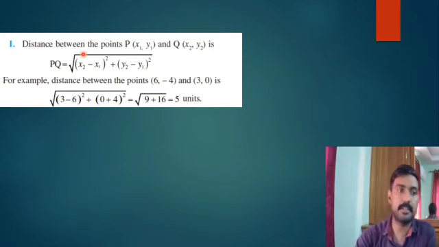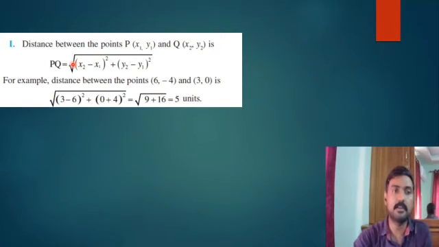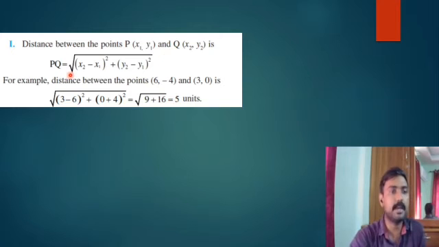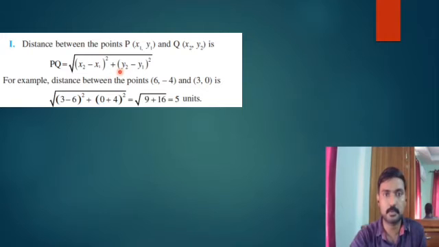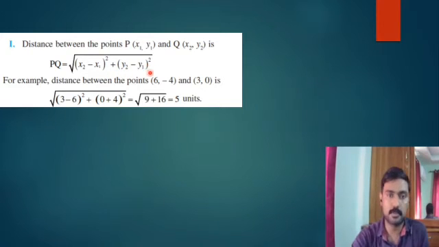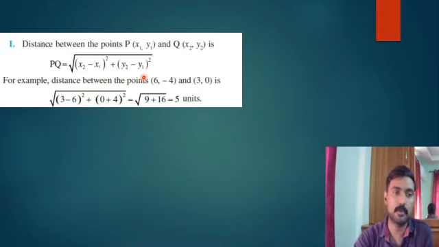We also studied the distance between two given points. Here there are two points, P (x1, y1) and Q (x2, y2). Then the distance between P and Q is the square root of (x2 - x1) squared plus (y2 - y1) squared. We already studied this topic, so I am not going to explain more.